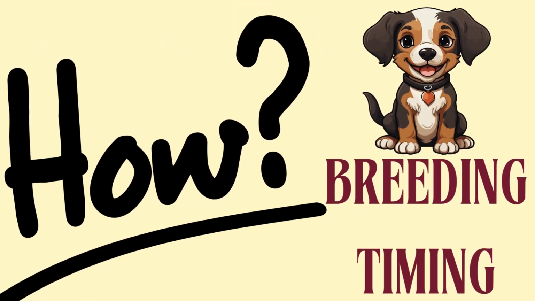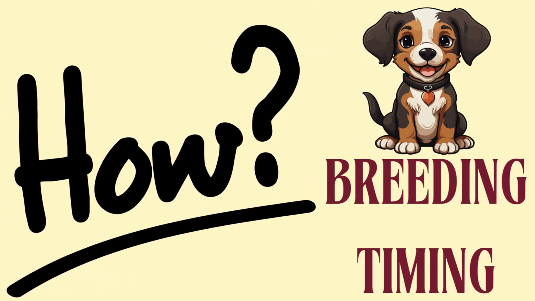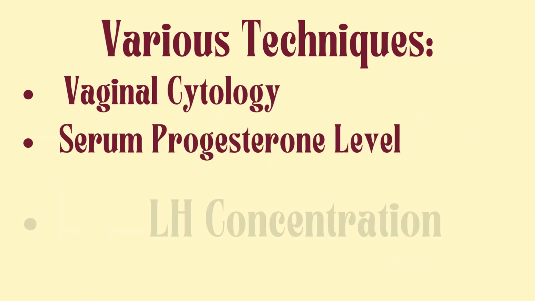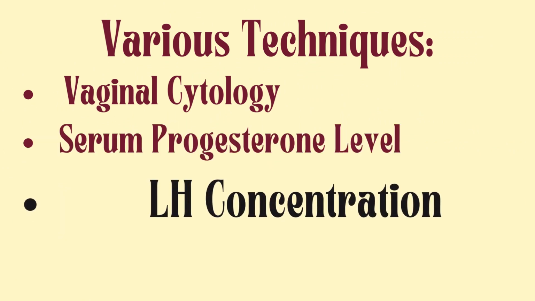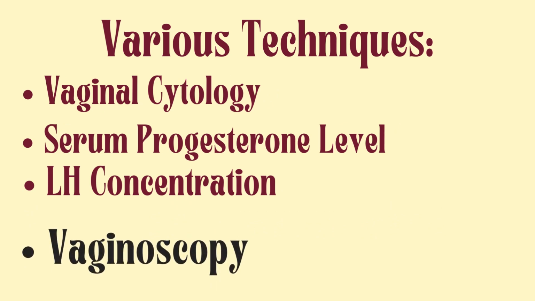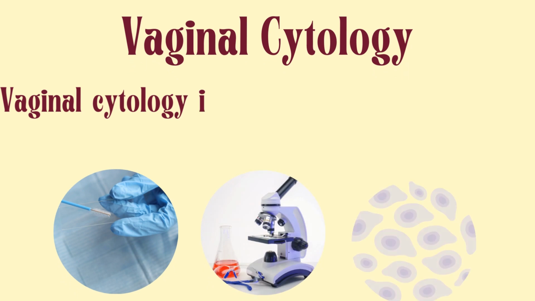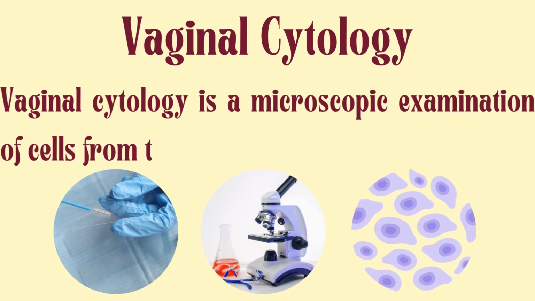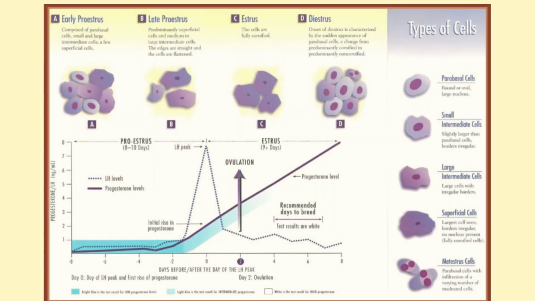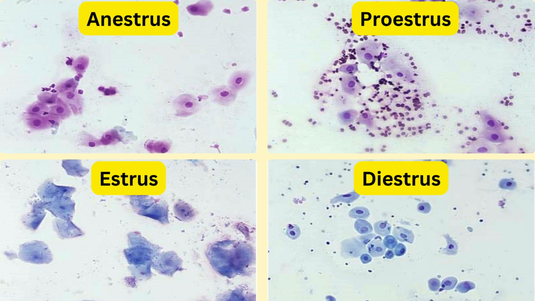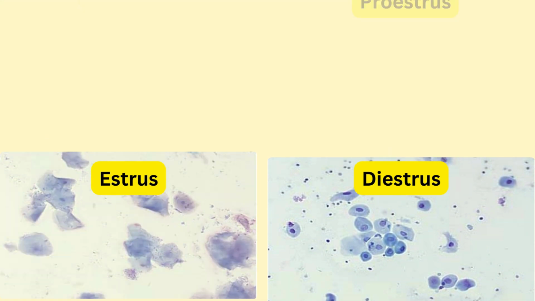Moving forward, there are various ways to determine best time for mating, such as vaginal cytology, serum progesterone level, luteinizing hormone LH peak, vaginoscopy. Vaginal cytology. Vaginal cytology is the microscopic examination of the cells from vaginal epithelium. It helps to differentiate different stages of dog estrus cycle. Because during estrus cycle, vaginal epithelium undergoes certain changes.